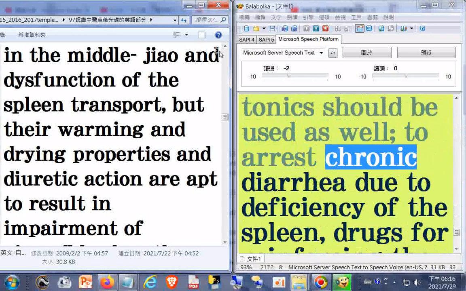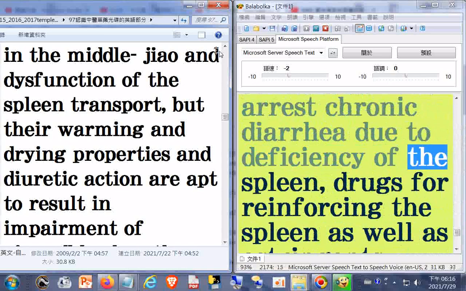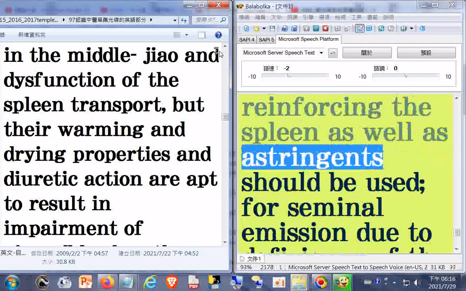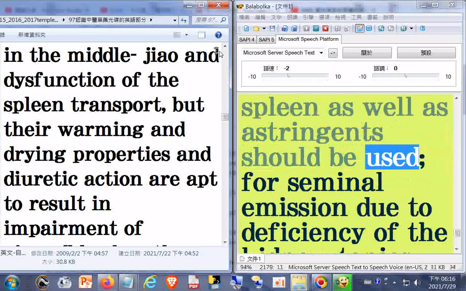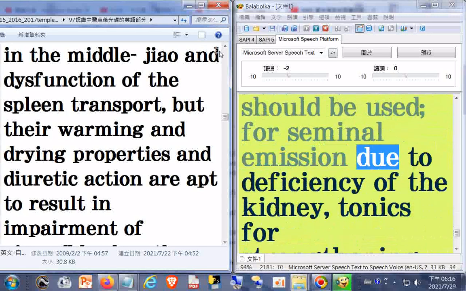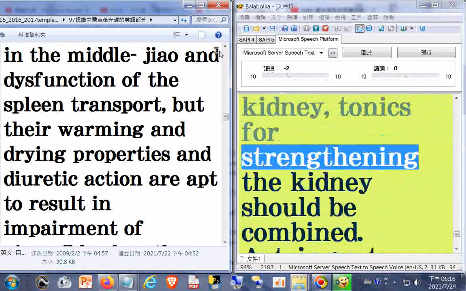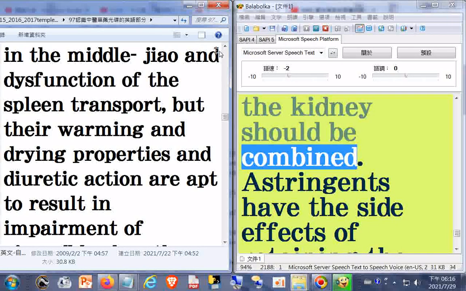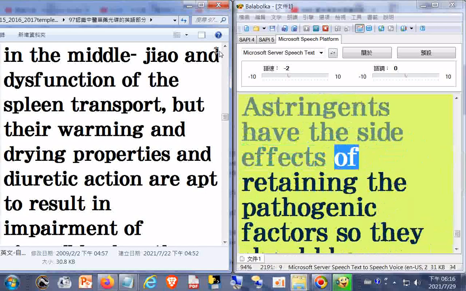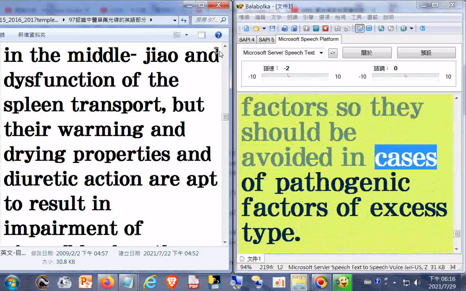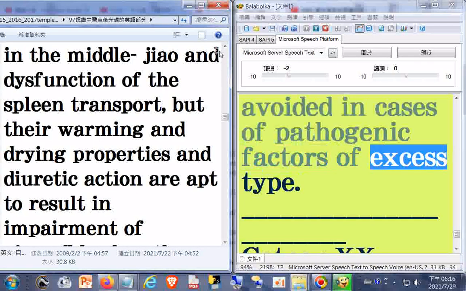To arrest chronic diarrhea due to deficiency of the spleen, drugs for reinforcing the spleen as well as astringents should be used. For seminal emission due to deficiency of the kidney, tonics for strengthening the kidney should be combined. Astringents have the side effects of retaining the pathogenic factors, so they should be avoided in cases of pathogenic factors of excess type.